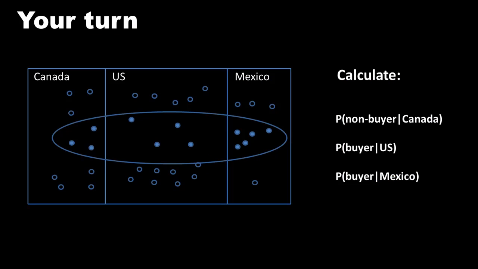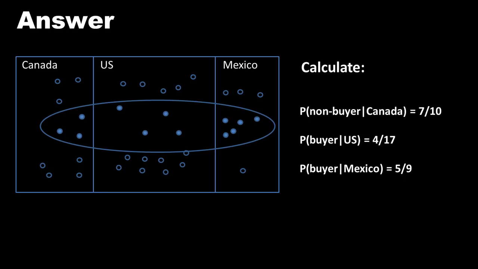Okay, so here once again, it's work for you to do. Calculate the probability of somebody being a non-buyer given that they are from Canada. Probability of somebody being a buyer given that they're from the US. And probability of somebody being a buyer given that they're from Mexico. So those are 3 conditional probabilities that you could calculate.